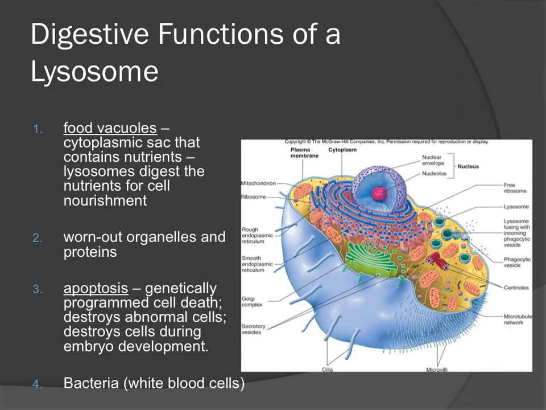Worn out organelles and proteins, something called apoptosis. This is genetically programmed cell death, so it destroys abnormal cells, and destroys cells during embryo development. So when the cell is already abnormal and going through abnormal growth formation, this programmed cell death usually occurs automatically because our body recognizes it as a foreign invader. And also the bacteria with your white blood cells is a way that we can serve these digestive functions.